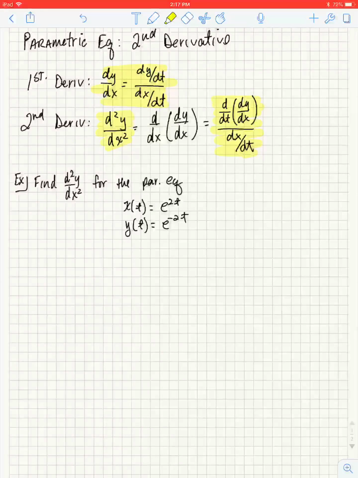This is a little confusing, but basically what's happening is they're just breaking up the second derivative into multiplication. We know what dy over dx is, so to take the derivative each with respect to t, really we're just taking the first derivative here with respect to t divided by the derivative of x with respect to t. So right there is your first derivative, and then just the derivative of x with respect to t.